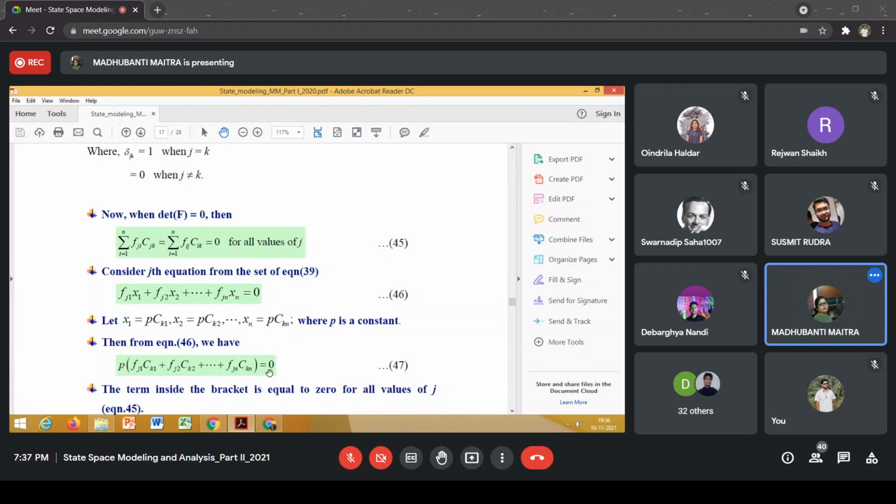Whatever be the value of this constant p, if we add all these terms within the bracket, we will get 0. Do you agree?